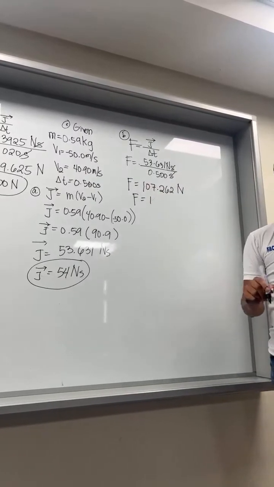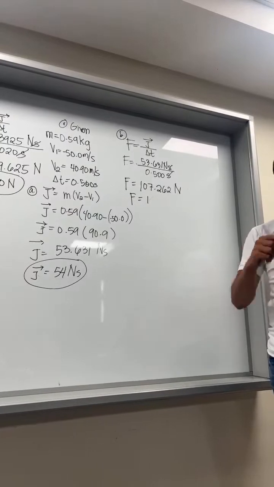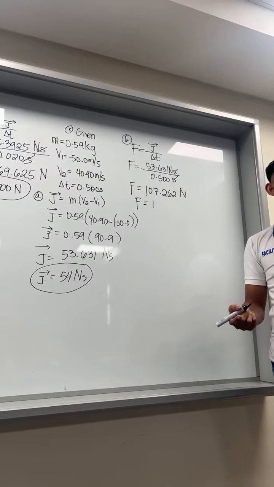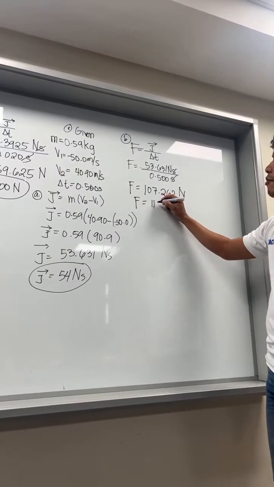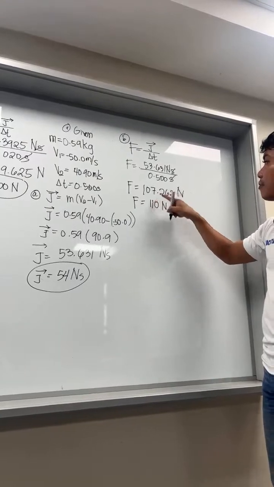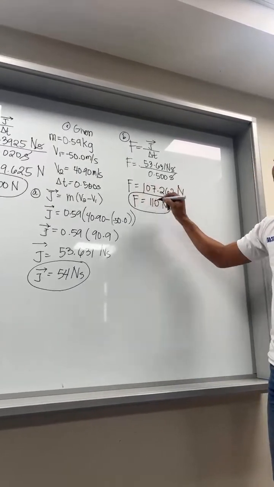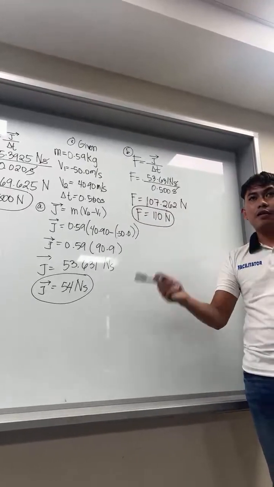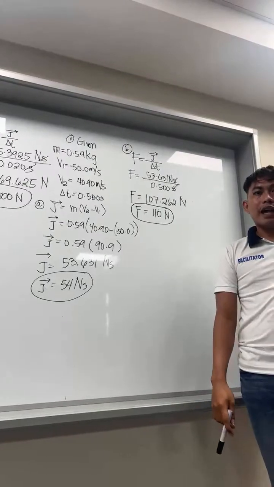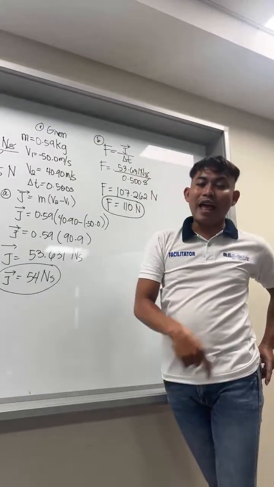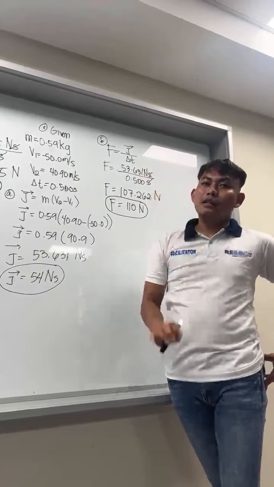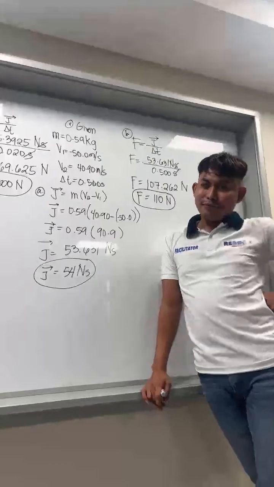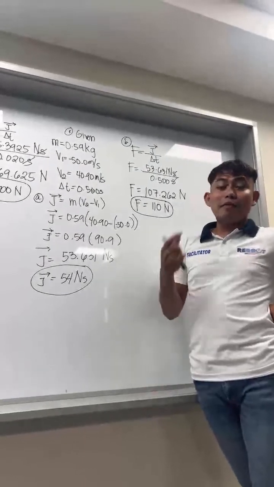Actually, you must stick pa rin yung rule ko na always go back to the given. Based on the given, what is the least number of significant figure? 2. So it must be 110. Again, sa given kayo always mag-base for your final answer. Sa given mag-follow.